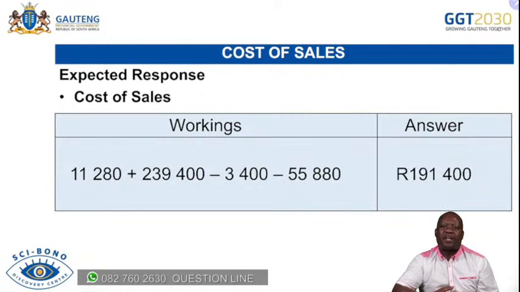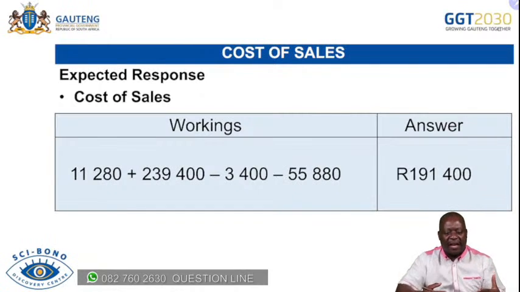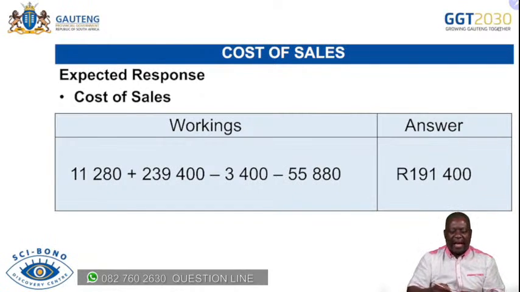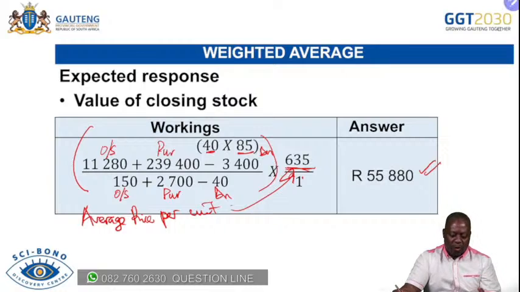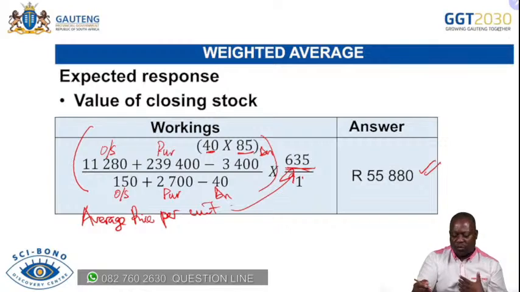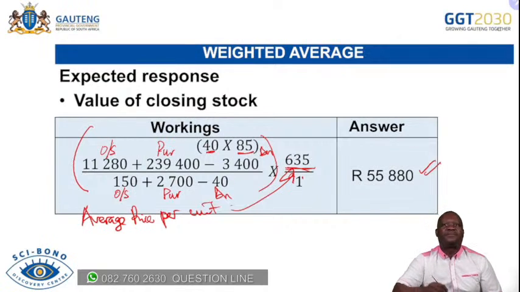Weighted average. Let's find an average price: the value of our stock divided by the number of stock items available. And then when that is done, we can find our value per unit. Having the average price per unit, we multiply by the number of units, we get it. So that's how it goes. Next, let's find cost of sales.